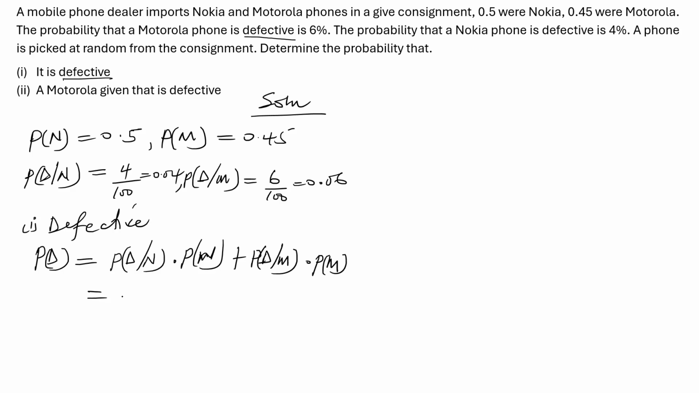Let's substitute these values. Defective given Nokia is this value, so that is 0.04 times for Nokia is 0.5, then plus defective given Motorola is 0.06 times Motorola is 0.45. That gives us the answer as 0.047. Punching in the calculator. Let's look at Roman 2.